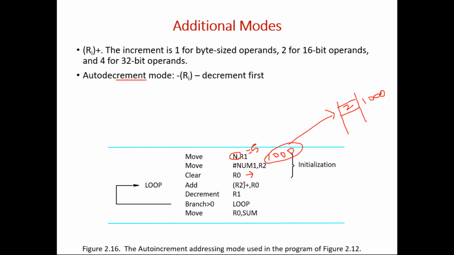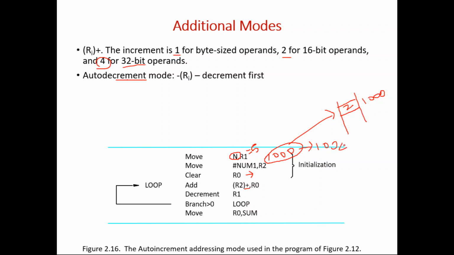After that R2 will increment. How much it will increment depends on the word size of the computer. If the word size is 1, it will increment by 1. If the word size is 2, it will increment by 2. If the word size is 4, that is 32 bits, it will increment by 4. Let us assume 32 bits, so after adding, R2 will increment and the new value of R2 will be 1004.